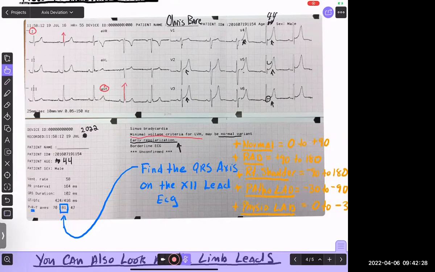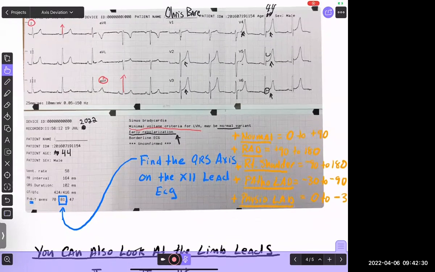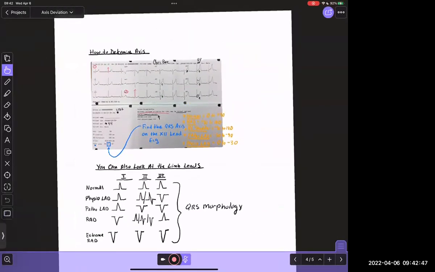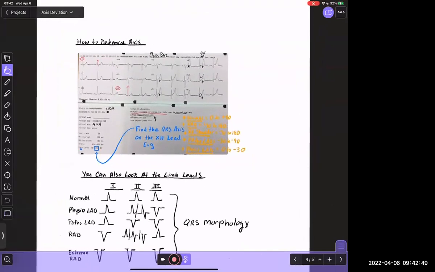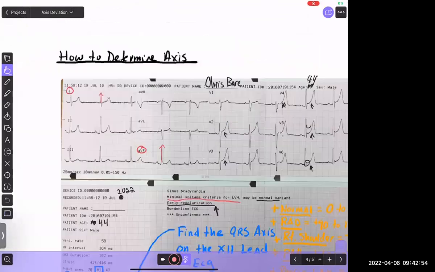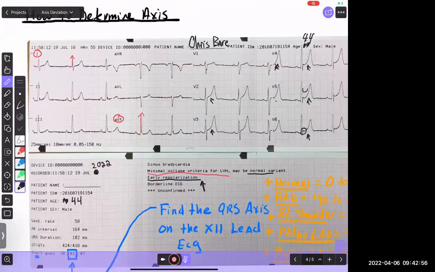I'm going to skip over this really quickly, and we're going to come back to it when we start talking about bundle branch blocks, because I think there's a lot there. For the moment, I really want you to focus on looking at lead 1 and lead AVF. Those are the two primary leads that I want you to memorize and focus on, and then we can expound on that as we move along.